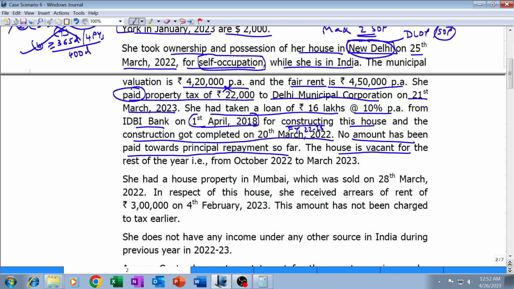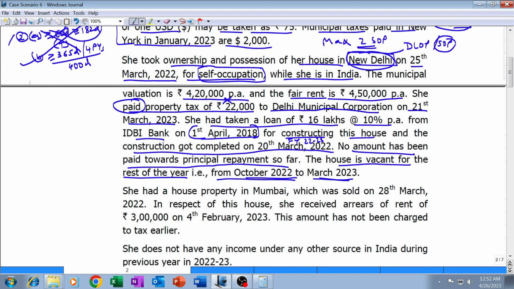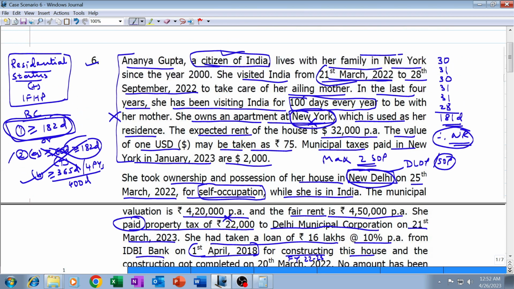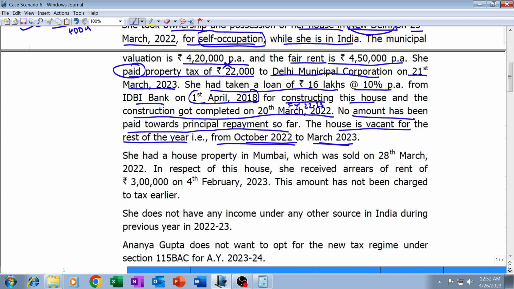The house is vacant for the rest of the year, that is from October 22 to March 23. Why October 22 to March 23? Because she comes to India every year. Information is given, she comes to India on 21st March 22 and she leaves India on 28th September 22. So April till September she occupied it, and then October to March it was vacant.